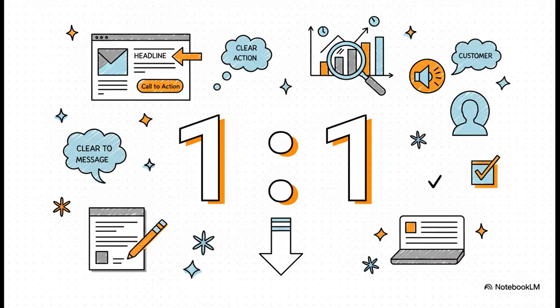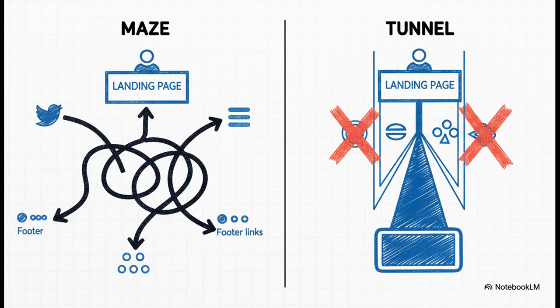So, what on earth does that mean? It's beautifully simple. It means for your one conversion goal, you should only have one place for your visitor to click: your big, shiny call to action button. That's it. Get rid of your website's navigation menu, ditch the footer links, remove the social media icons, get rid of anything and everything that could pull their attention away. You're building a tunnel with a light at the end, not a confusing maze with 100 different paths.